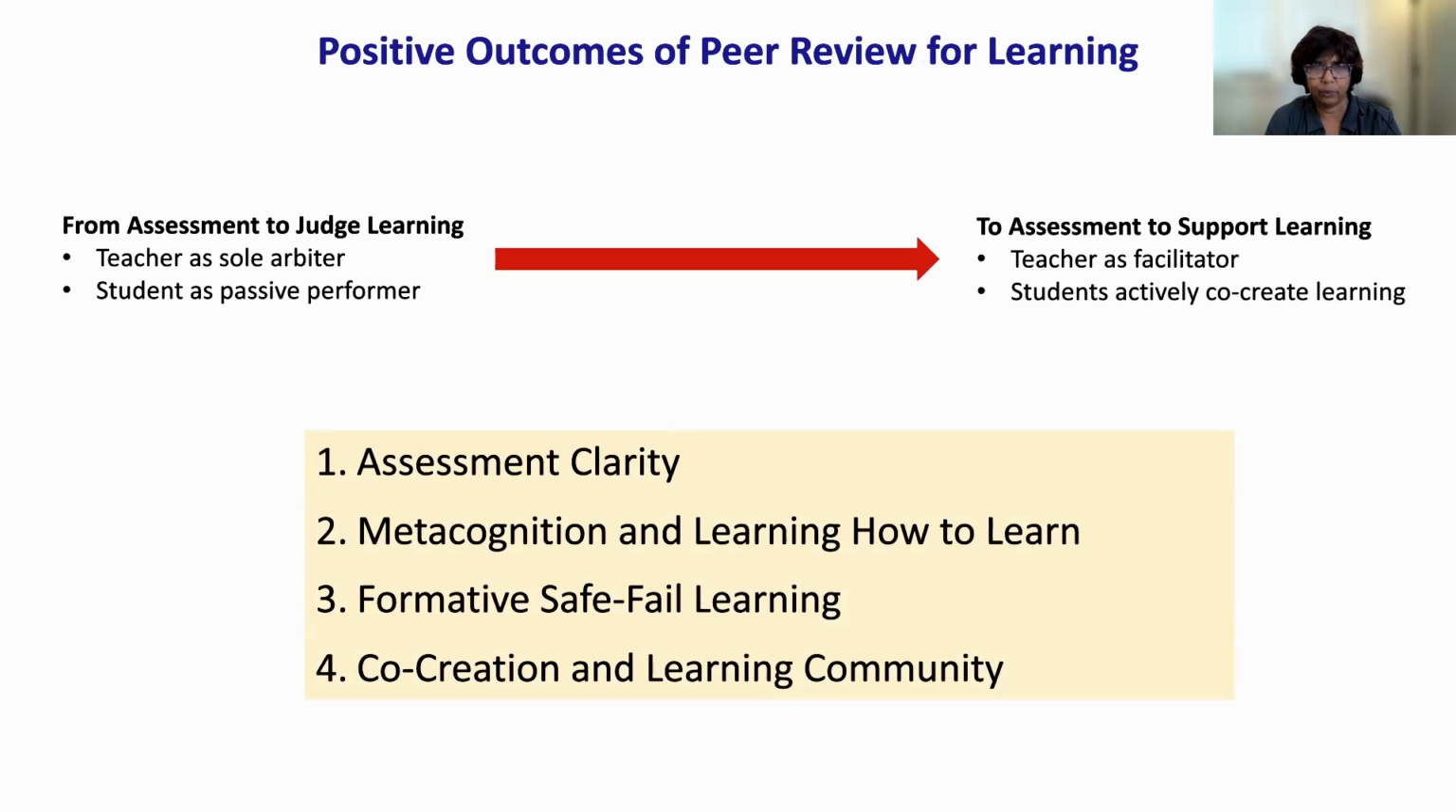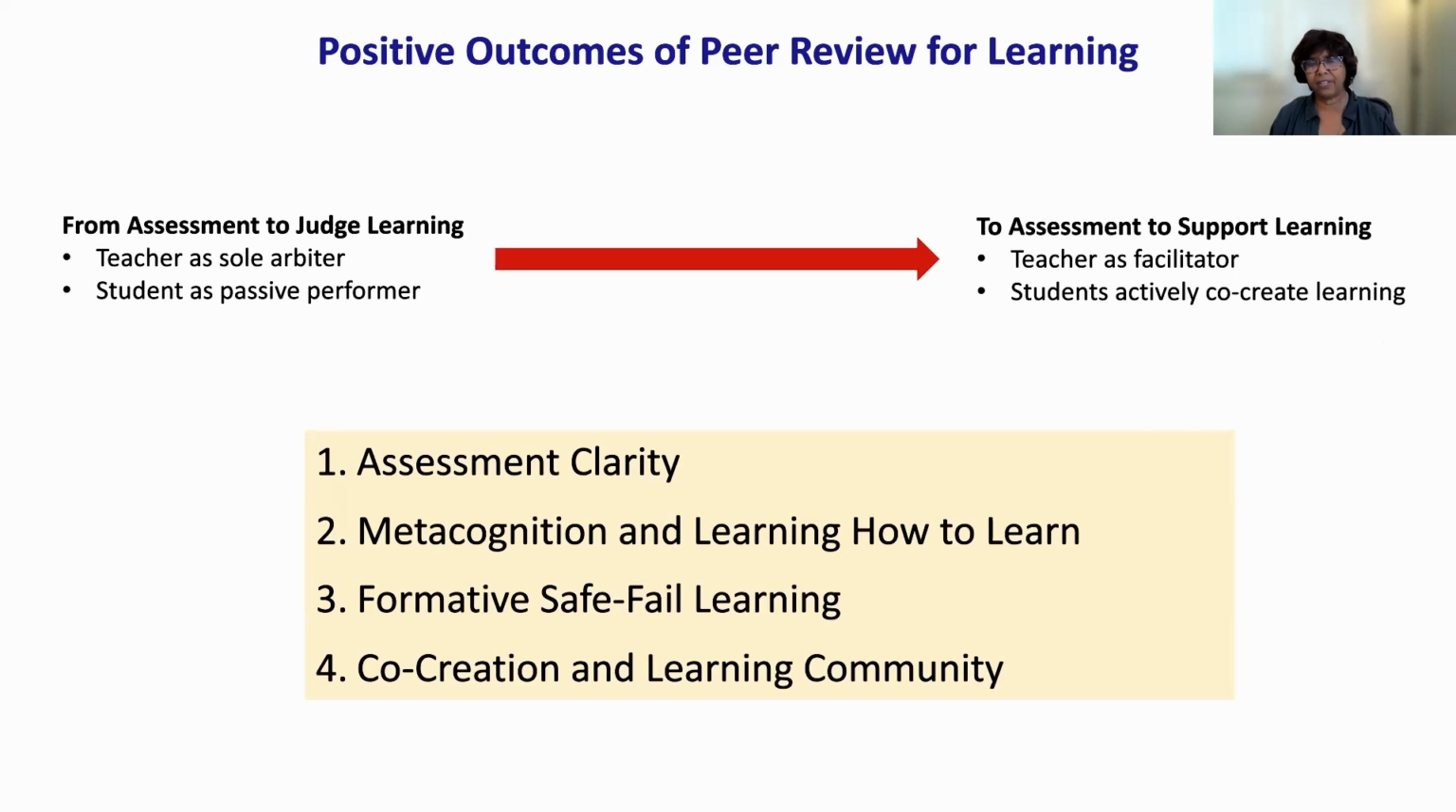What we do, the positive outcomes of peer review for learning, what we do is we're making a little shift or transformation from assessment to judge learning, which is what many students come in with. That's how they think of it too. The teacher is the jury and the judge of my work, and I am a passive performer. We're going to shift that, change the paradigm for our students to assessment that supports learning, where the teacher is facilitator and students actively co-create the learning with the teacher and each other and improve.